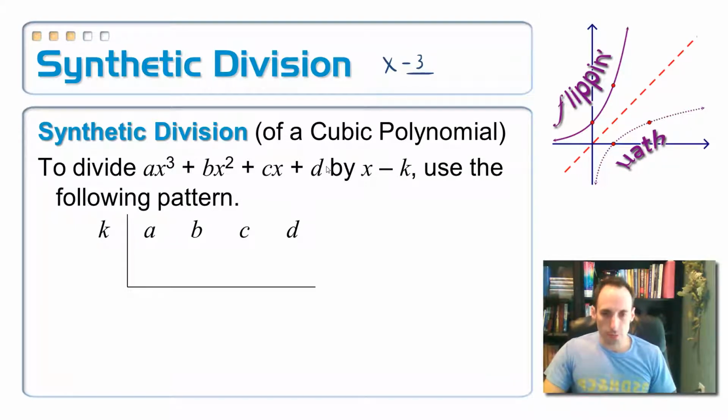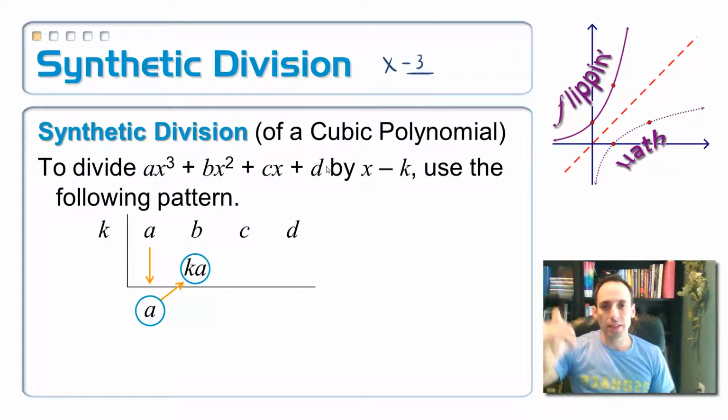So now watch how this proceeds. First thing I'm going to do is bring that a straight down. So that a is going to go there. Now I'm going to take that k that's on the outside of the house, multiply it times the a, get ka, and put it right underneath the b. Goes right there. And now I'm going to add that to b.